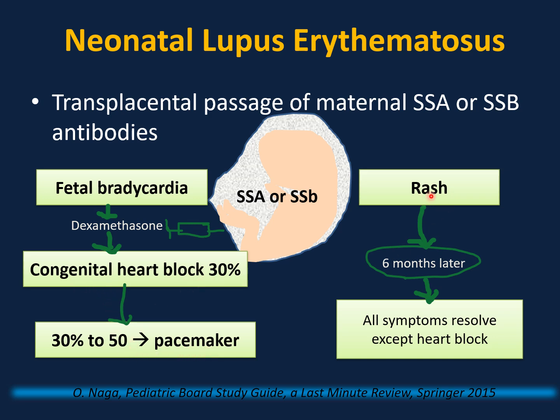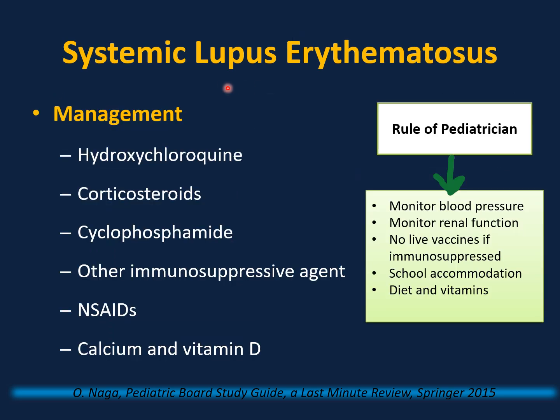After birth, the infant may develop rash or other manifestations of systemic lupus, but all these symptoms will resolve 6 months later except heart block. Management of systemic lupus erythematosus is usually by a multidisciplinary team, including pediatric rheumatologist, pediatrician, ophthalmologist, nephrologist, social workers. Classic medications used for systemic lupus: hydroxychloroquine, corticosteroids, especially during flare, cyclophosphamide, especially for lupus nephritis, other immunosuppressive agents, non-steroidal anti-inflammatory drugs, calcium and vitamin D.